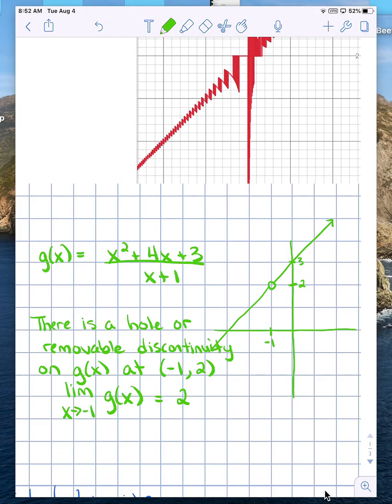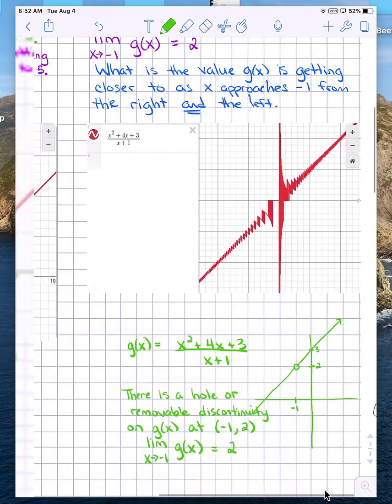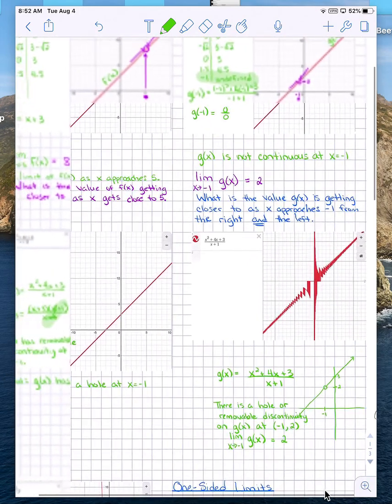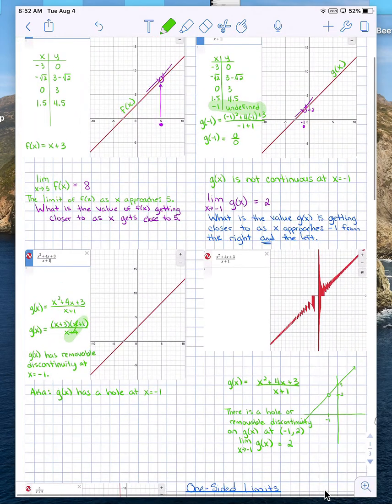Okay, let's move on. So that's removable discontinuity. That's the hole in the graph. We've looked at limits. We looked at some of the notation of limits really quickly, some informal definition, and that's all we'll do is an informal definition of limits. Let's go on to the next type of discontinuity.